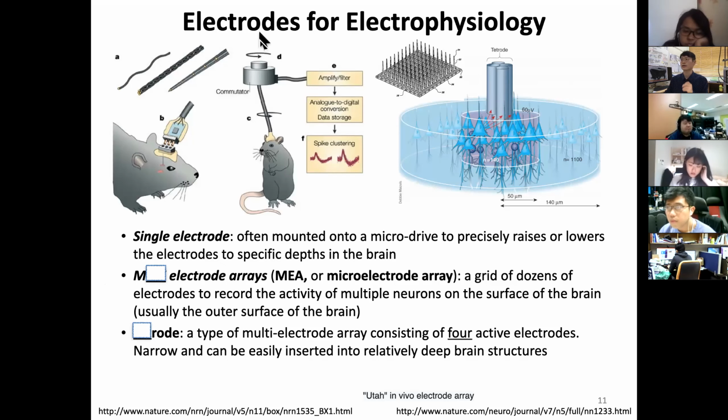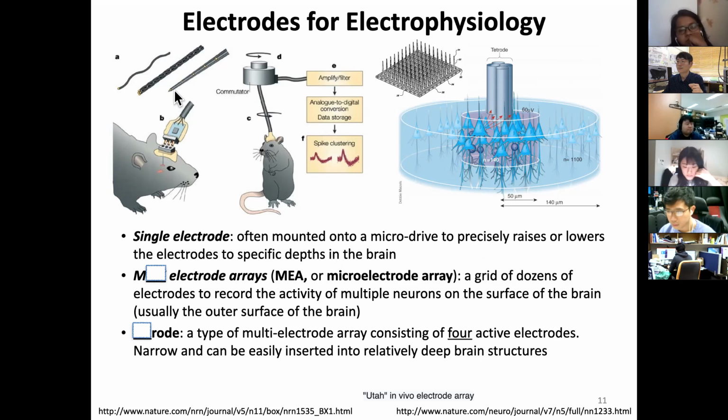So then let's see about electrodes for electrophysiology. Here I showed some, this is electric wire, like you can use tungsten. And these wires are used as a single electrode, often mounted on a micro drive. When you are getting into the brain, let's say mouse or rat, you're talking about a very, very tiny displacement. So you can't use your hand to target. So you typically use a micro drive to precisely raise or lower that electrode to a specific depth inside the brain.